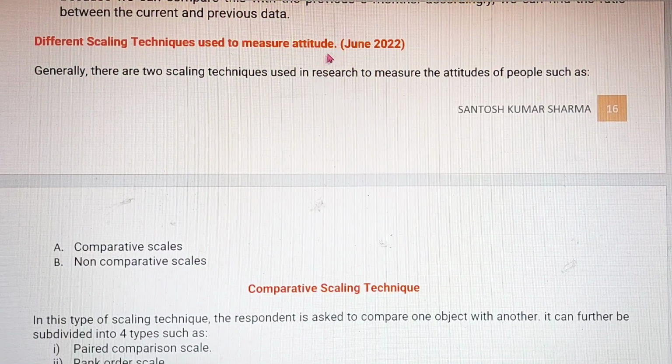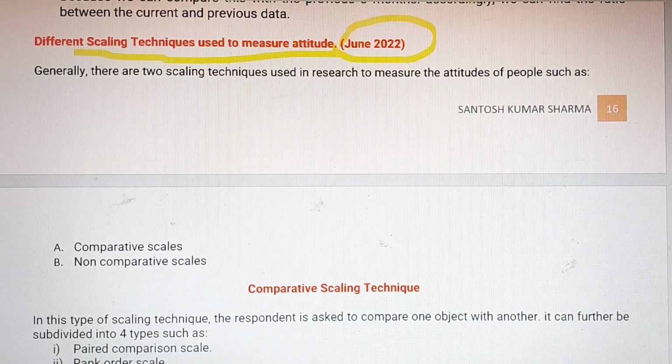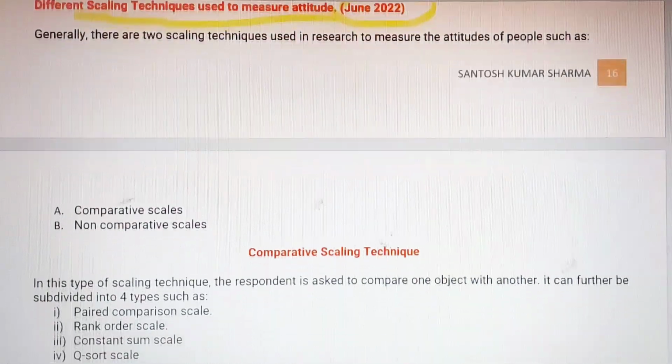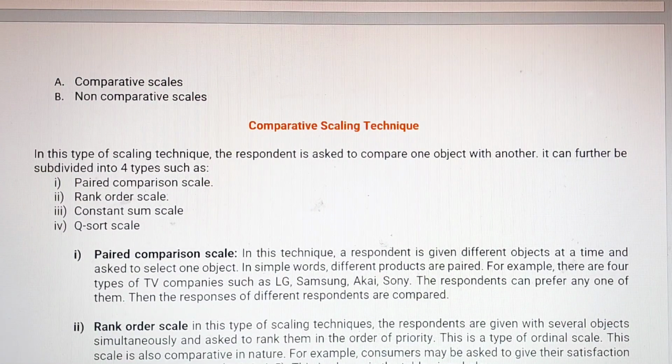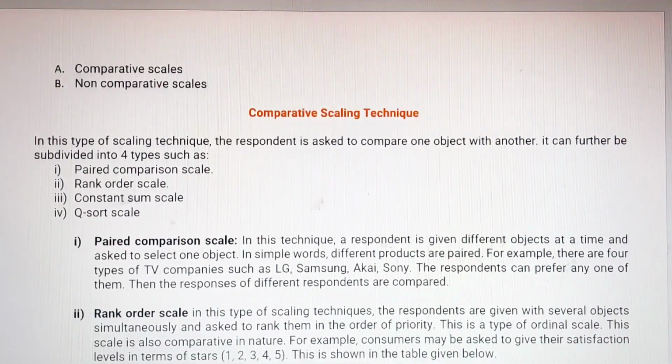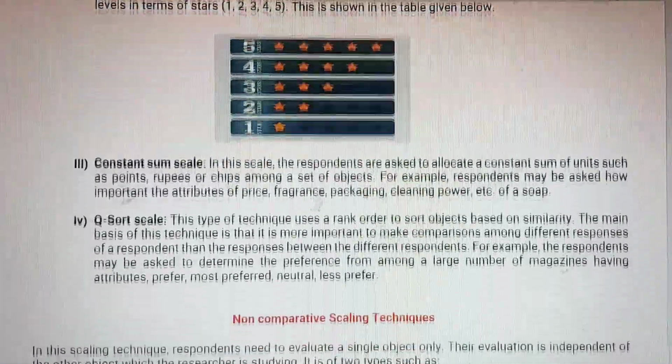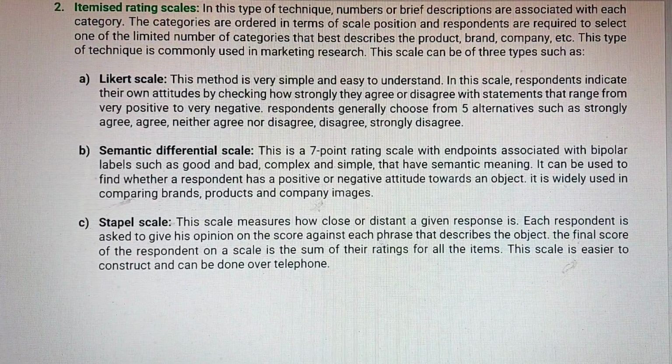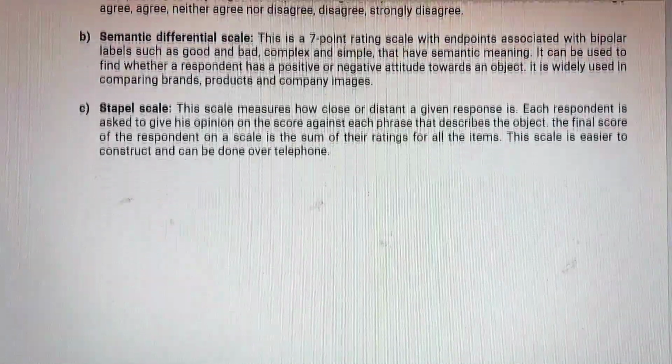This question came in the June 2022 examination: different types of scaling techniques to measure attitude. You must just go through this, and I don't think you will be getting this again. So let's move on to the next question. In fact, I have explained this in my previous video also, so I will share the link. If possible, you can also watch it.